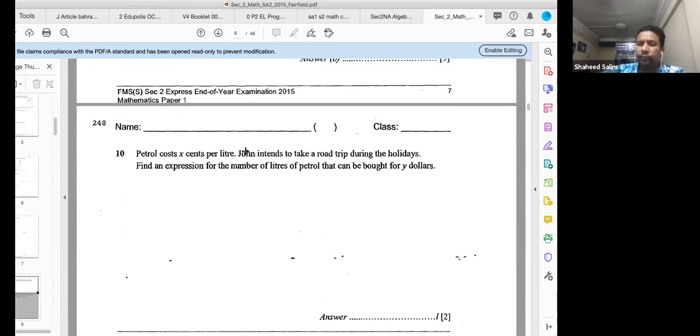Can we try number 10? My suggestion is to change dollars to cents.